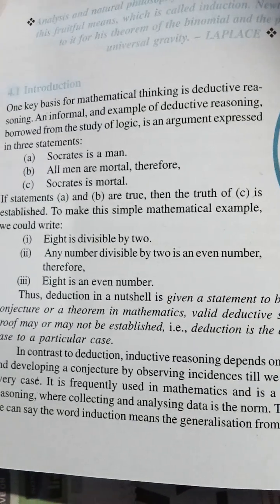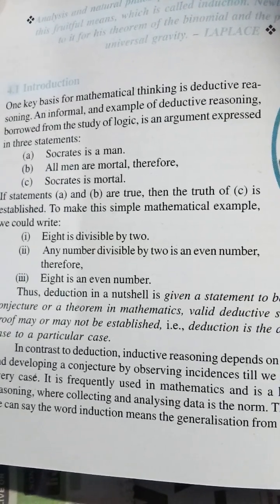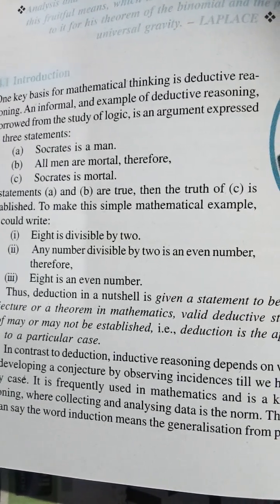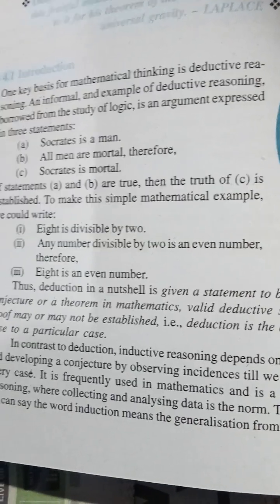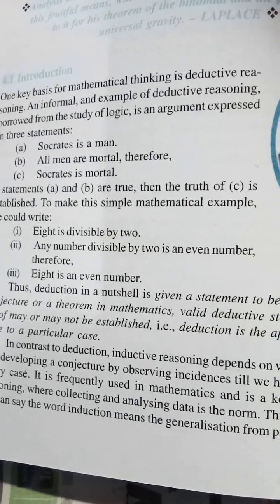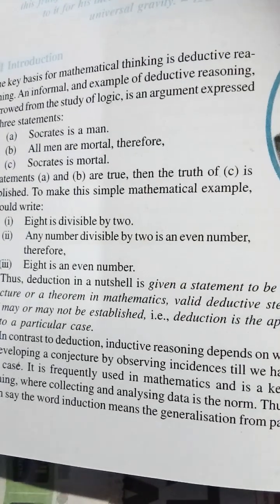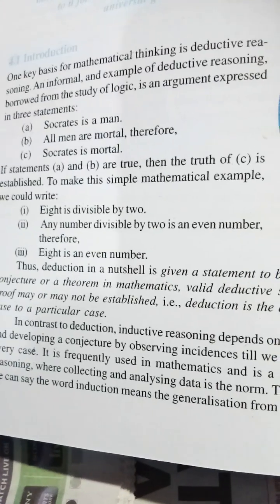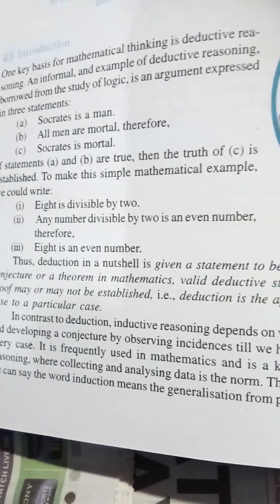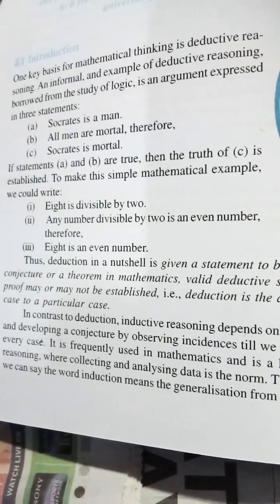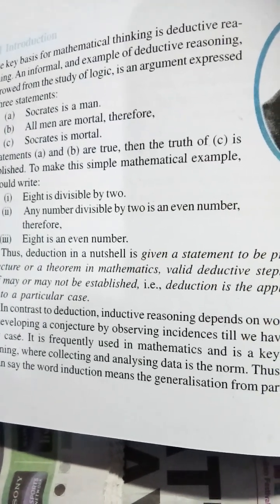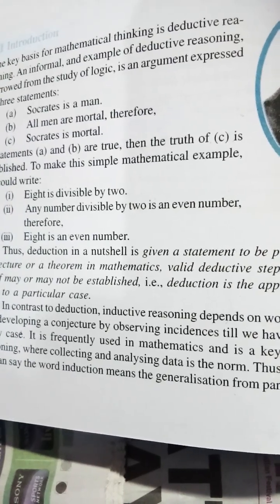Introduction. One key basis for mathematical thinking is deductive reasoning. An informal example of deductive reasoning borrowed from the study of logic is an argument expressed in three statements. A: Socrates is a man. B: All men are mortal. Therefore, C: Socrates is mortal. If statements A and B are true, then the truth of C is established. To make this a simple mathematical example, we could write: 8 is divisible by 2. Any number divisible by 2 is an even number. Therefore, 8 is an even number.